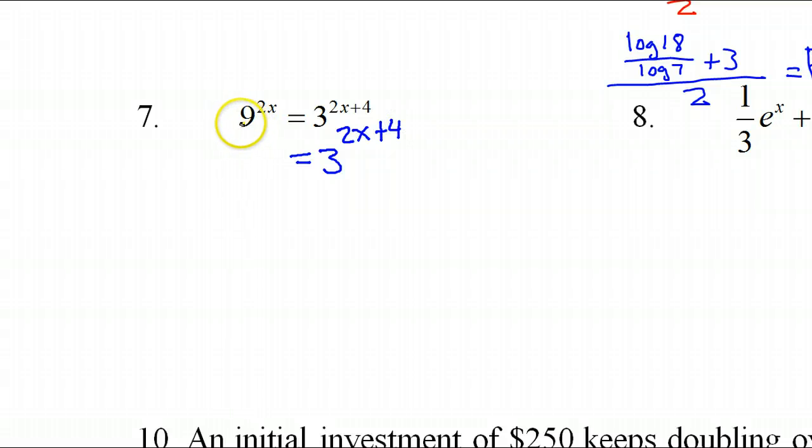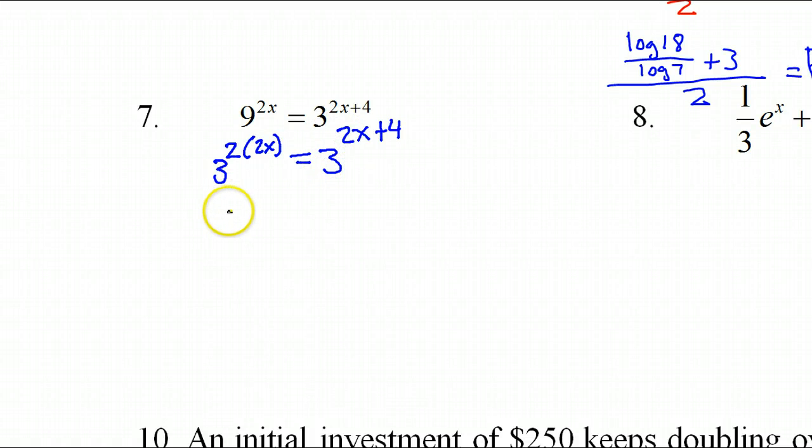Alright, but 9. We know that 9 could be written as base 3 because 9 is 3 squared, right? So far I've just replaced the 9 with 3 squared. Now there's still this 2x here. Just put it in parentheses. Okay, so there's my 9 and then there's my 2x. So it's still 9 to the 2x power. But now the bases are the same.